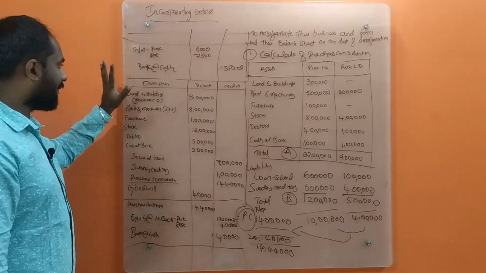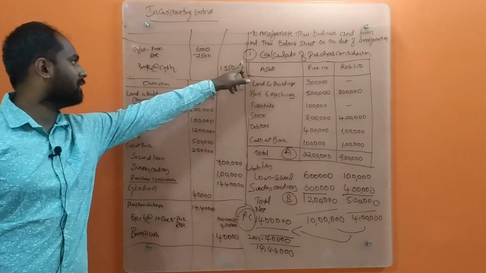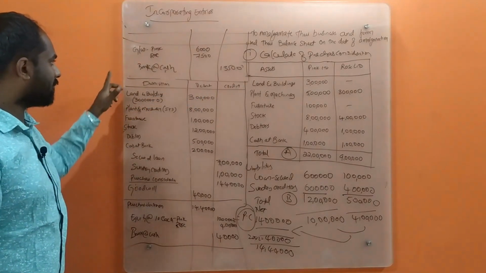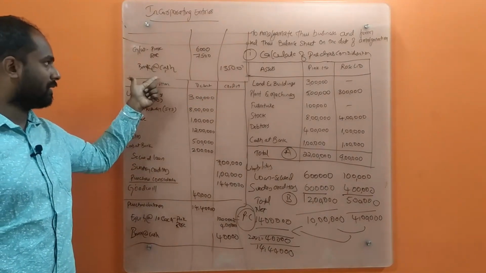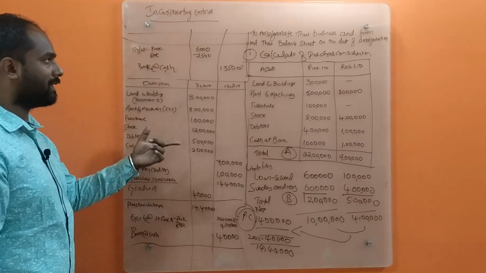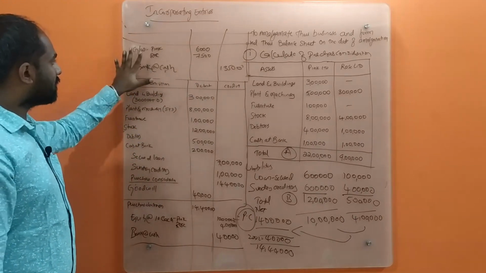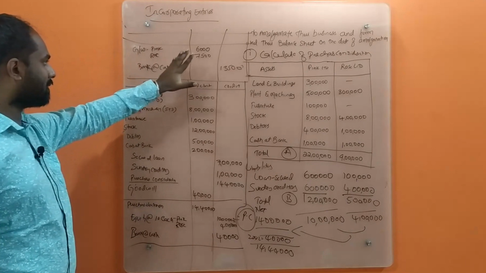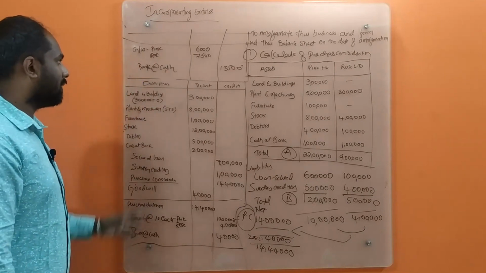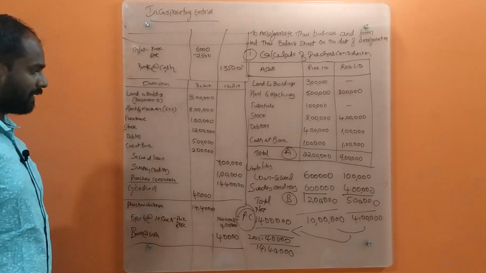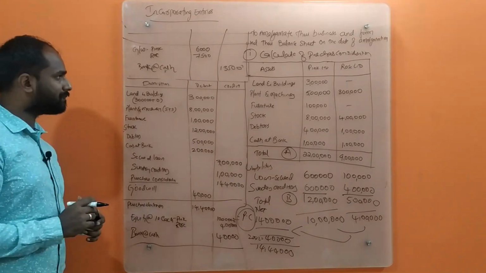So this is paid through bank. So bank also 13,500 is credited because bank is going out. This is an asset account, so when there is a decrease, we have to credit it. So it is credited. These two are asset accounts, so they are increased, so they are debited.